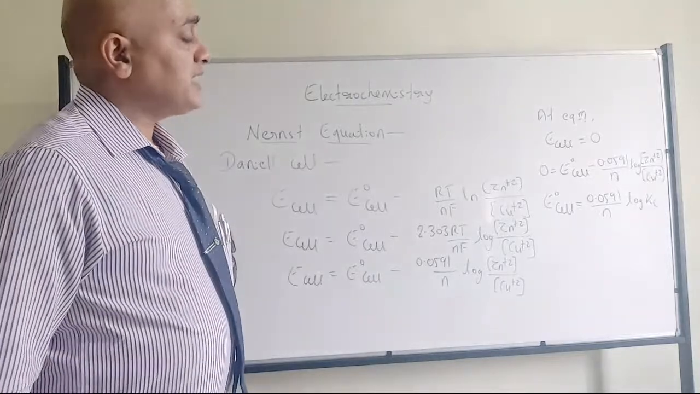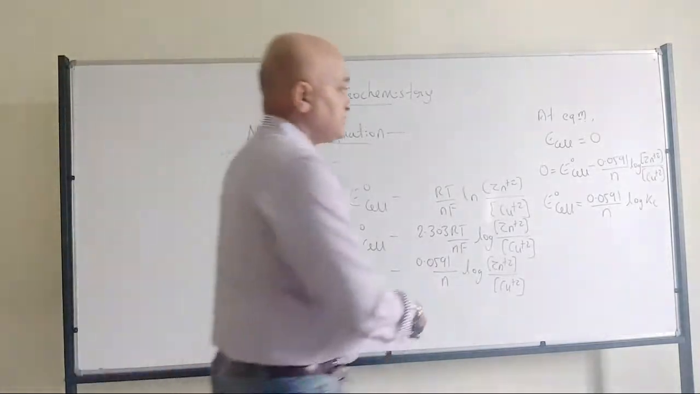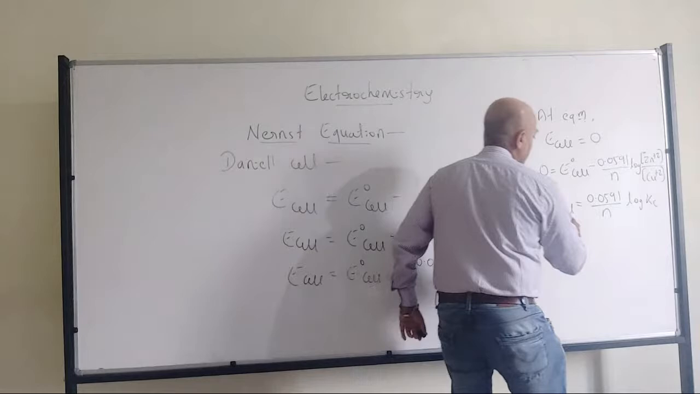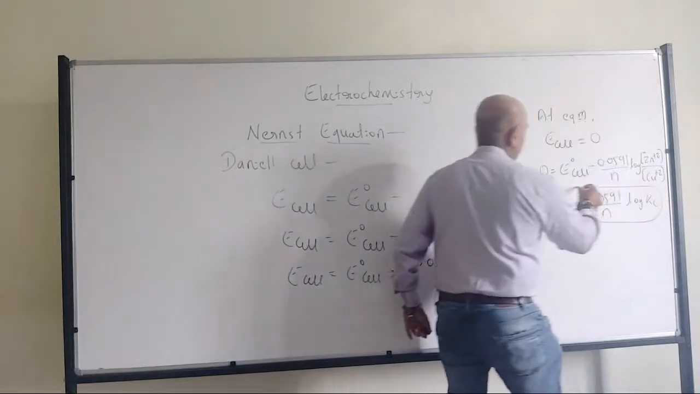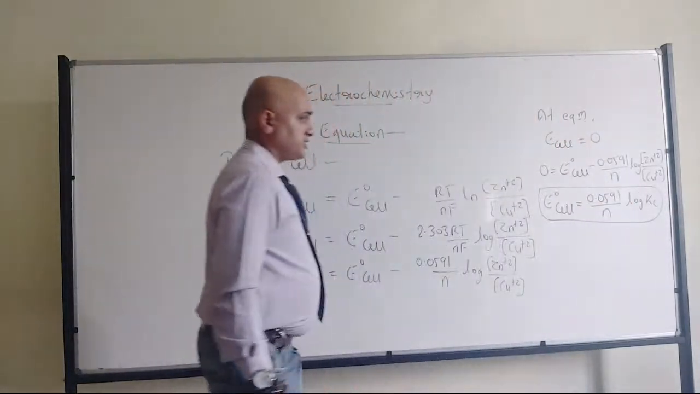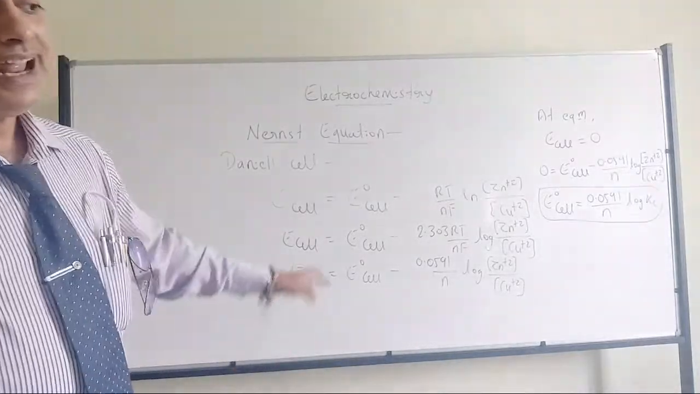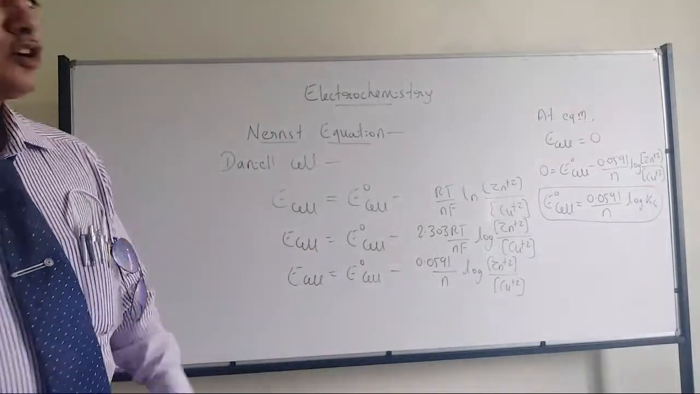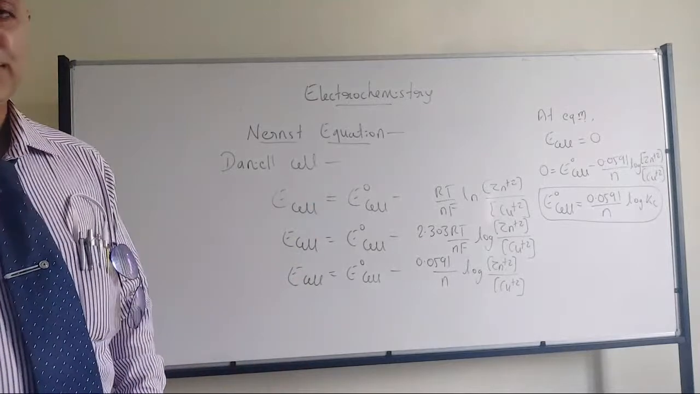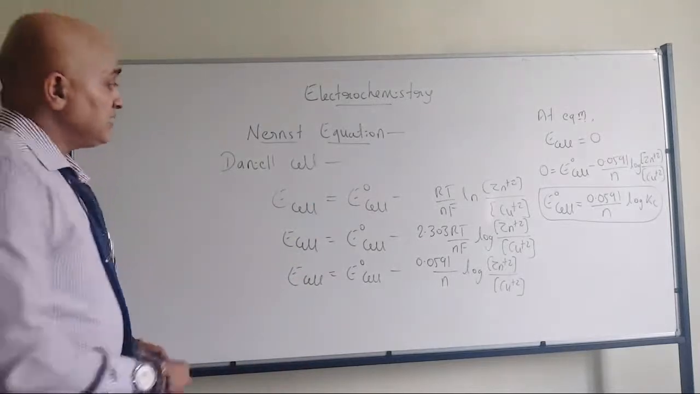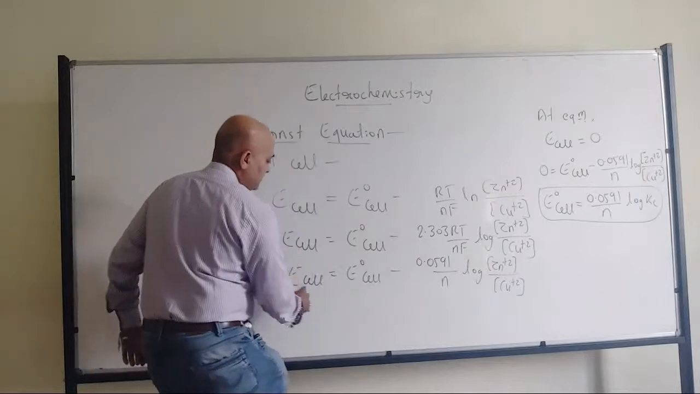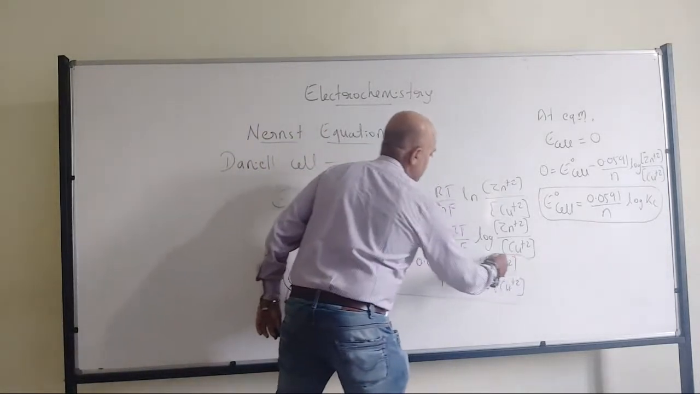Therefore, I am mentioning it as Kc. So this is the relation between standard cell potential and equilibrium constant. That's where we have the relation. Fine. Now, in the same way, this will be the Nernst equation.